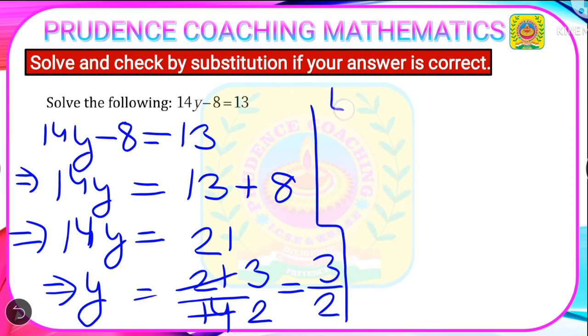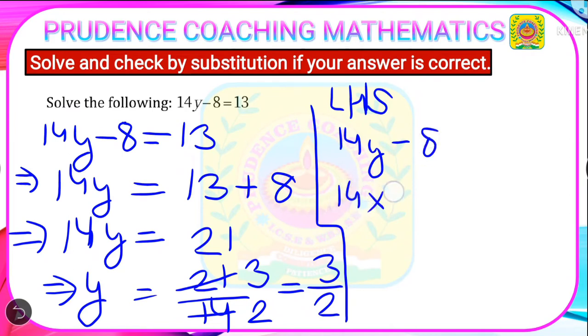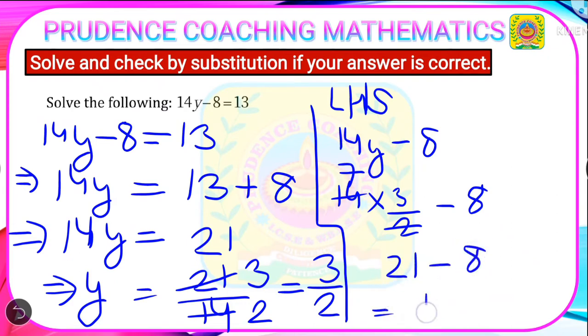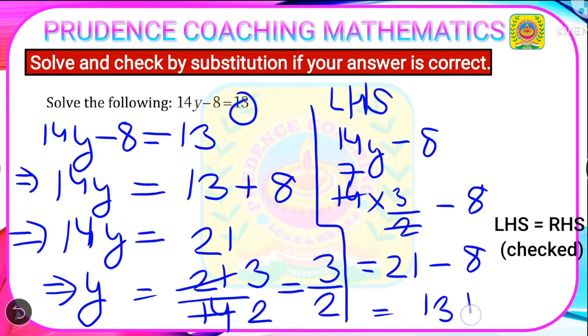So we will start with LHS. In LHS we need to put the value of y which we have calculated. So first let us write the LHS, that is 14y minus 8. So here 14 into y, which is 3 by 2, and minus 8 as we have, we will write this. So 2 7s are 14 and 7 3s are 21. So 21 minus 8 will give you 13. So our answer is 13, which is equal to the right hand side. So here we will write RHS, and finally our answer will be LHS equals RHS, checked.